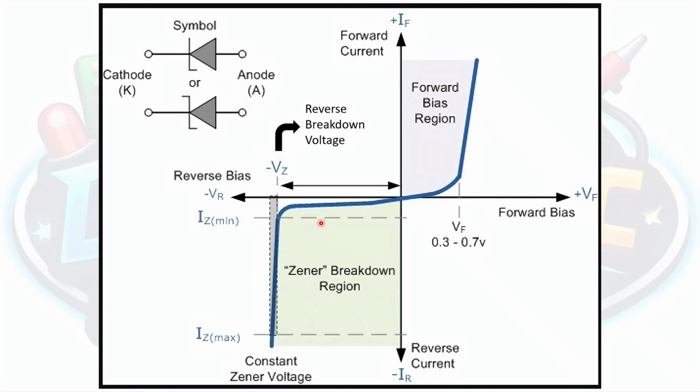Now, the operating region of the Zener diode is marked here in this graph also, the breakdown region. You can see here that there's a minimum allowed Zener current and a maximum allowed Zener current across the diode. We don't want the current across the diode to go over this I Z max, or the maximum allowable Zener current, because when that happens, the diode would most probably get damaged.